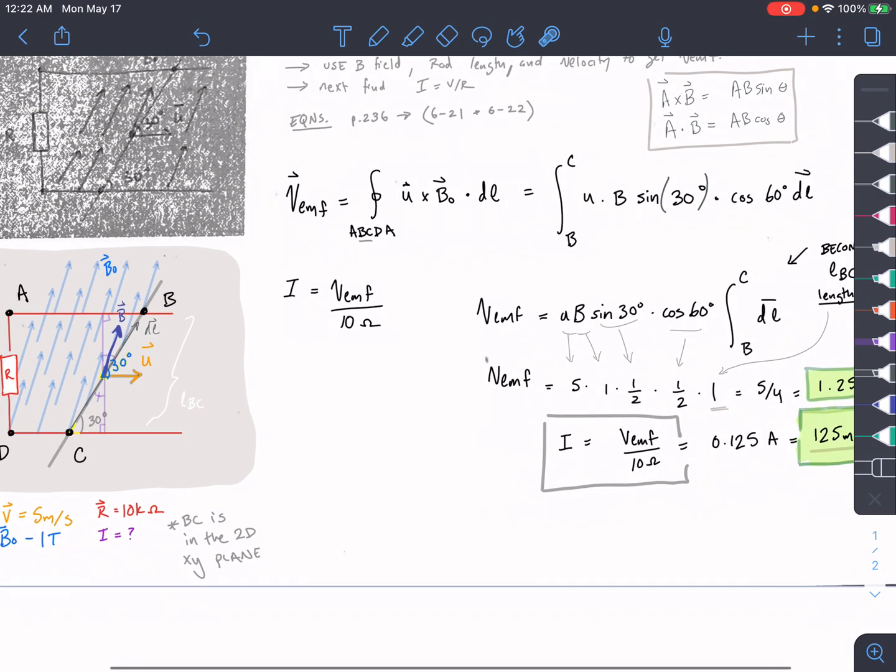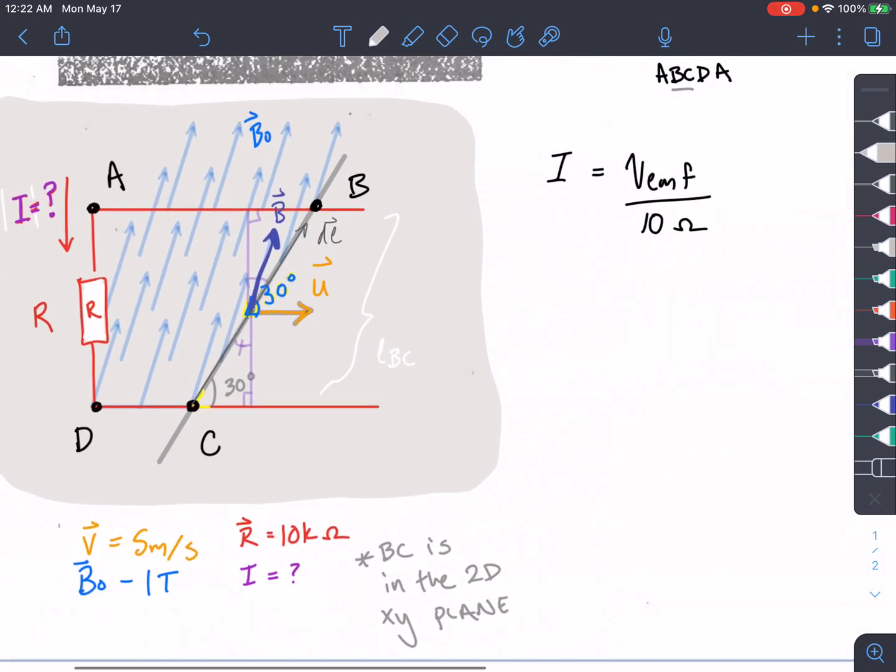Okay, so that's the first part here, that cross product. But then we also have it dotted with DL. The DL is our differential, the path that our current takes, right? So we're going across this line. It's this differential line from C to B, okay? Once we do B cross U, if we remember the cross product, our resulting vector is actually in this direction here. So that's what B cross U is going to give us.